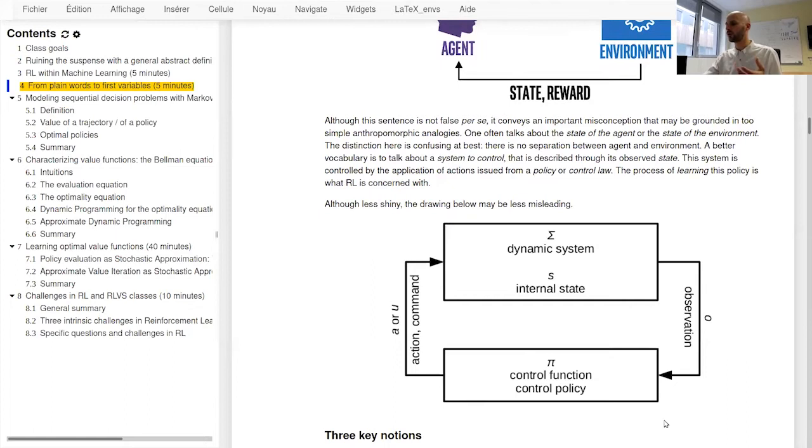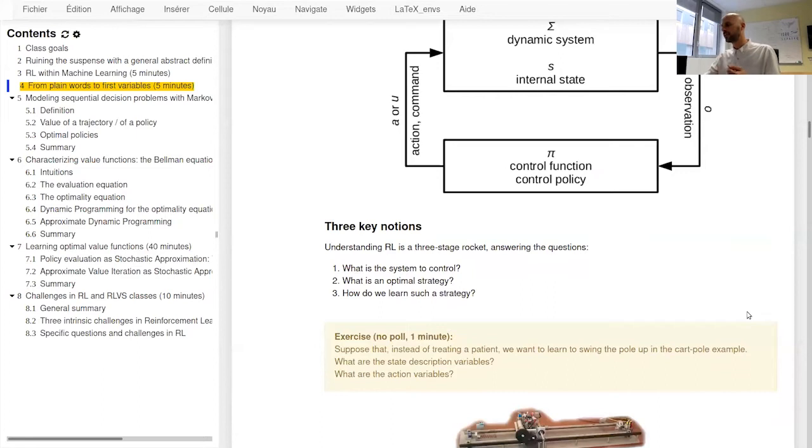And this is why this drawing, which is, I admit, less shiny than the one above, might actually also be less misleading. There is no distinction between the state of the agent and the state of the environment. We rather have a system to control and we will control it through the observation of this state. So really, now that we have stripped reinforcement learning examples from misconceptions and we've started introducing variables and modeling things, understanding real reinforcement learning is a three-stage rocket. And we're going to build this rocket in the rest of this class.